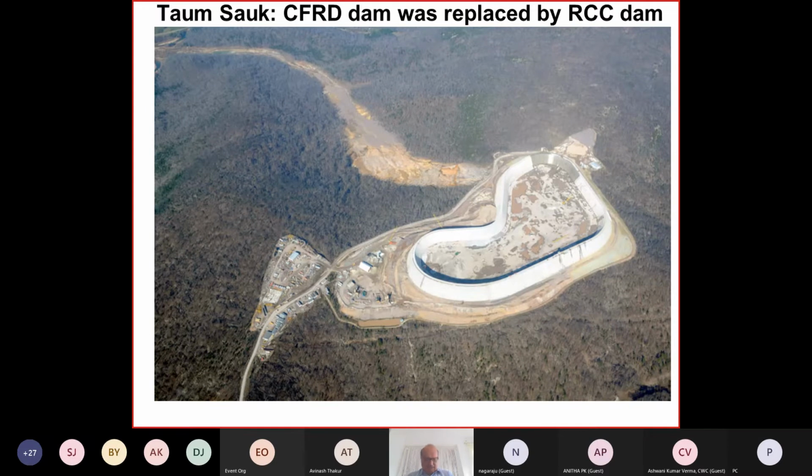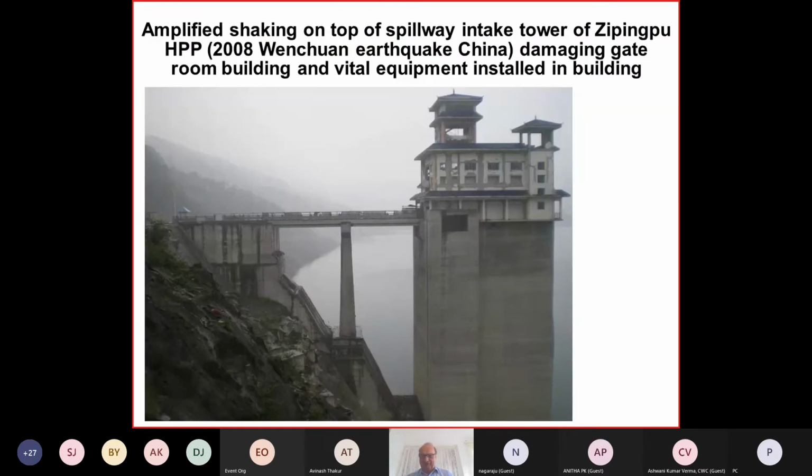Okay, what I showed you at the beginning is the Tom Sook concrete face rockfill dam. The one which I showed was eventually replaced by an RCC gravity dam. And this RCC gravity dam, of course, is not vulnerable to overtopping. Okay, that is it. The other one I would like to mention is here.